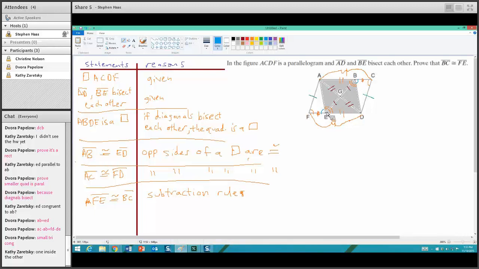And now we've got angle side angle. We've got, let's say, this one over here with this one. We've got this one over here with this one. And we've got this side for this one. Angle side angle is good enough. That gives you the exterior two triangles, AFE and BCD. And then we can get FE and BC based on corresponding parts.